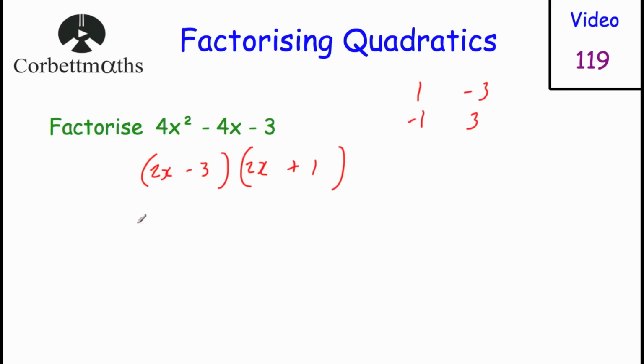So if we expanded these, we would get, so 2x times 2x is 4x squared. 2x times 1 will be plus 2x. Minus 3 times 2x is minus 6x. And then minus 3 times 1, which would be minus 3. And if we simplify these two middle terms, we would get 4x squared minus 4x minus 3. So that's it, we've factorized it.